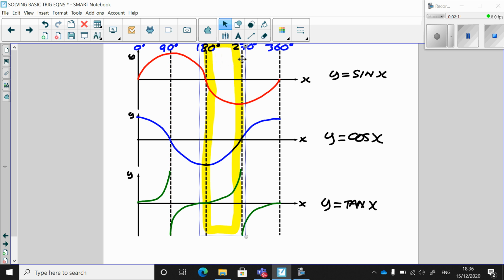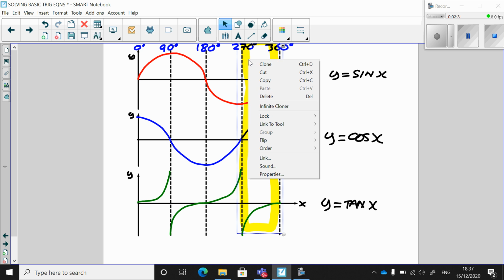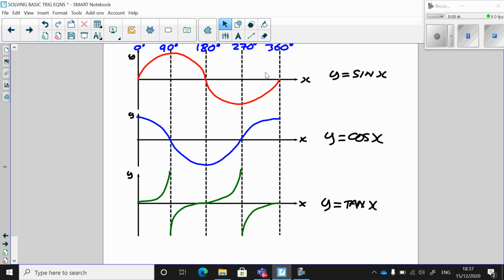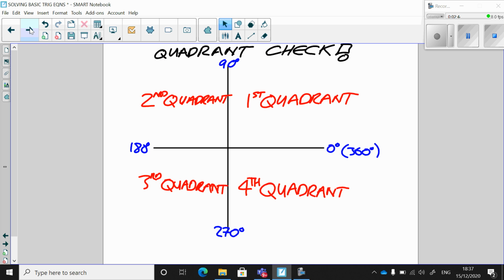Next one, 180 to 270. Again, does the graph lie above or below the x-axis? And finally, 270 to 360, does the graph lie above or below the x-axis? Hopefully I'm fine with that. So let's move on.